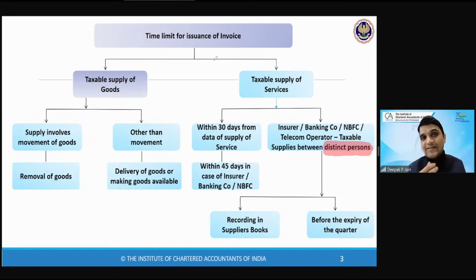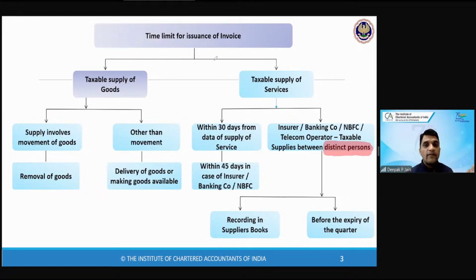Some people are saying that from one branch to another branch, it becomes a distinct person. Not necessarily, because both the branches may be having only one registration in the state. So then you will not call them distinct persons. The criteria for calling it a distinct person is you are registered in one location with multiple GST numbers. If you have 10 branches but one GST number, you are all one unit.